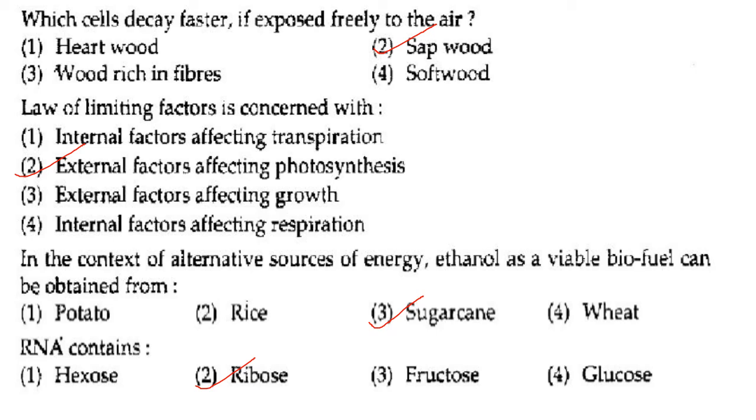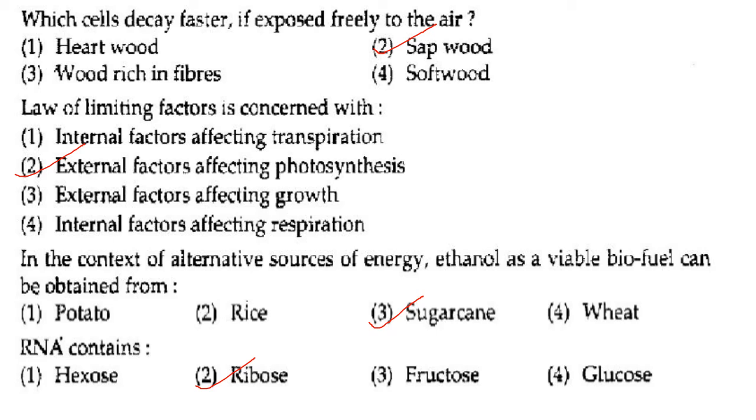Next one. Law of limiting factors is concerned with: option 1, internal factors affecting transpiration; 2, external factors affecting photosynthesis; 3, external factors affecting growth; 4, internal factors affecting respiration. Answer is option 2, external factors affecting photosynthesis.